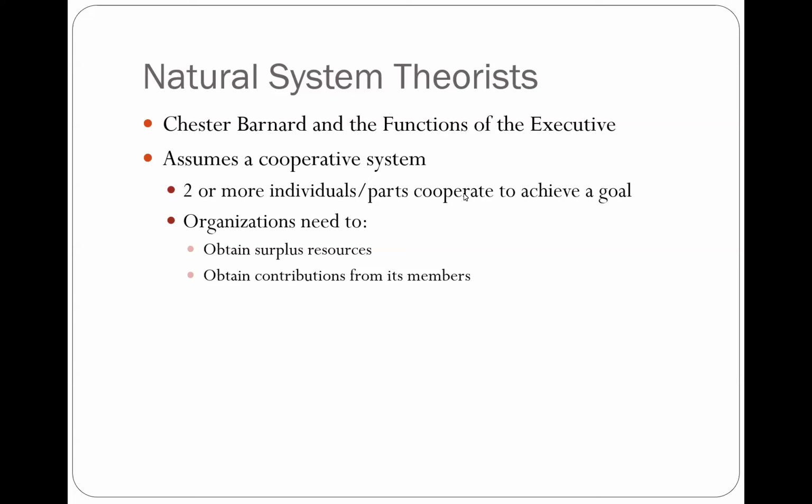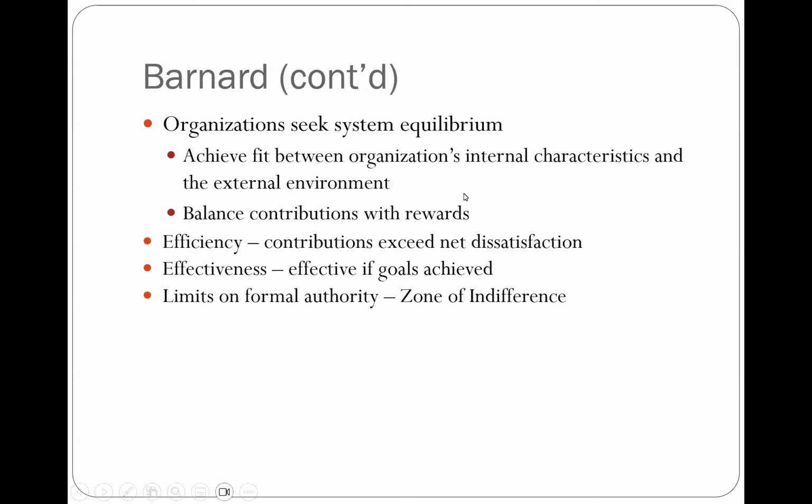So what Barnard tells us is when we are setting up our organizations, we need to look at this relationship between our leaders, our managers, and our employees to make sure that there is a balance between the rewards and incentives that are being provided to employees and the contributions that the organization is able to extract from those employees. So that is that homeostasis. That is that balance point that Barnard looks at with natural systems theory.